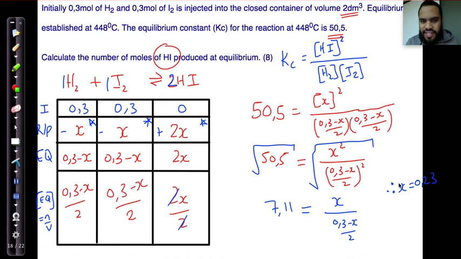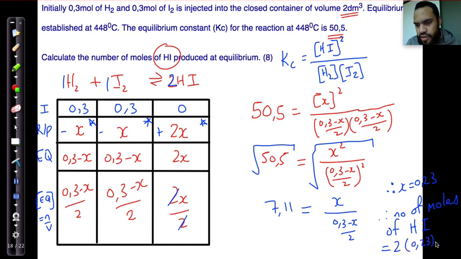Now that's the value of x, but they want the value of hydrogen iodide at equilibrium. So we go to the equilibrium column, and we see hydrogen iodide is going to be 2 multiplied by the value of x. So therefore, the number of moles of HI at equilibrium is equal to 2 multiplied by 0.23, which is going to be 0.46. Okay. So I'm sorry about the colors there, but that will be the correct version, 0.46. And again, it's the number of moles, so 0.46 moles, right?